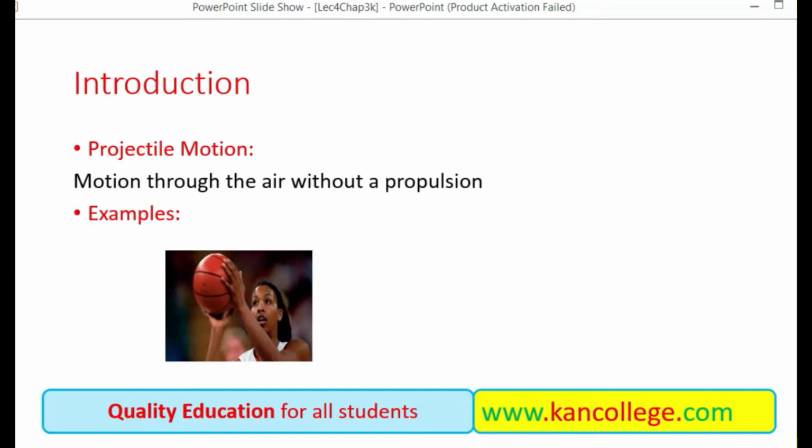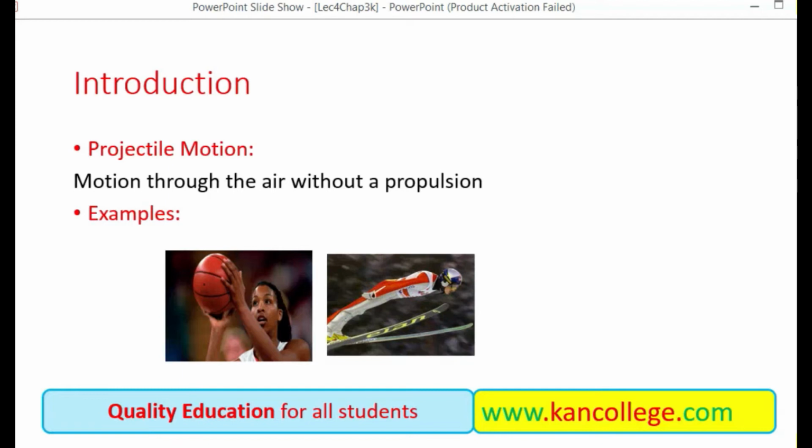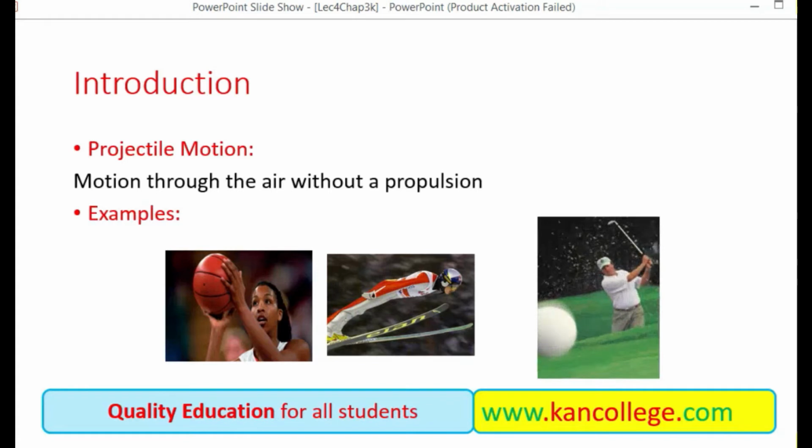Examples: when we throw a volleyball or a simple ball in the air, or a sky diving jump, and a golf ball hit, thrown into the air. The volleyball flying in the air, the sky diving jump, a man flying in the air, or a golf ball which is hit by the player and moves up in the air. All these motions are examples of projectile motion.